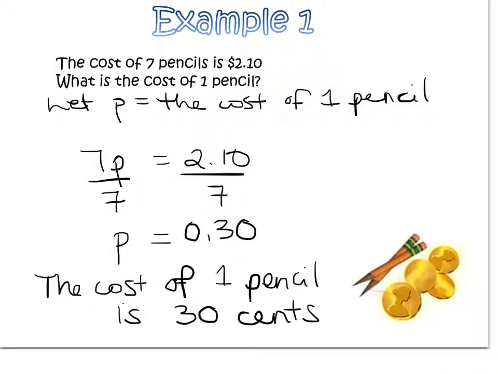Okay, so that was a pretty straightforward equation. We just defined our variable. P was the cost of 1 pencil, because that's what we wanted to find out. We knew that we had 7 pencils, so 7 times P gives us the total cost, $2.10. And then we just solved the equation the way we normally do. We did the inverse operations, dividing by 7, and we got P is equal to 30 cents. Okay, let's try something a little bit harder.